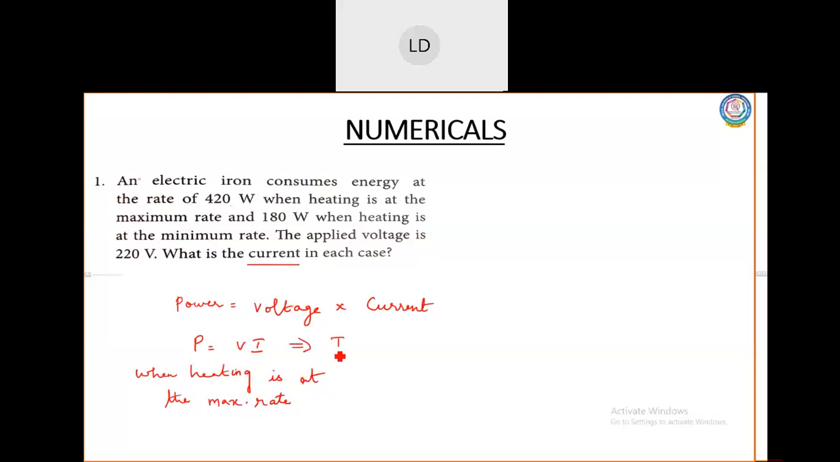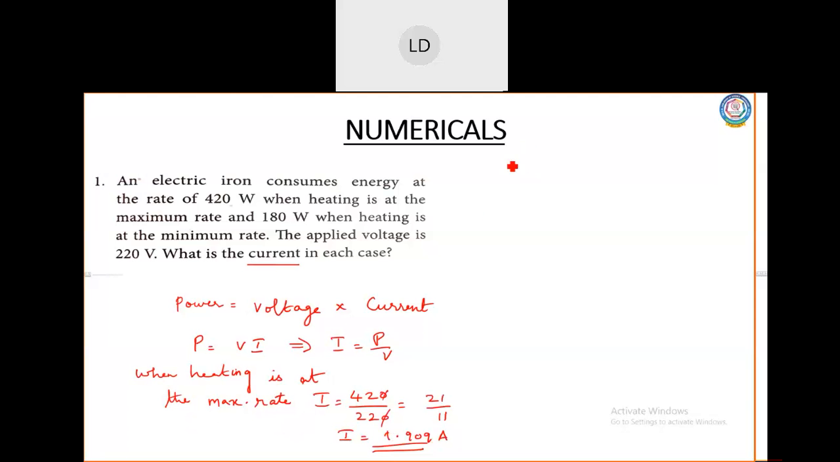So I now becomes I is equal to P by V. I have the values, so current will be I. What is the maximum rate power? They have given 420 watt. So it is 420 divided by the voltage, which is 220. So 0 gets cancelled, and you divide 21 by 11. When I simplify, I have the value of current to be 1.909 ampere. So this is the current when heating is done at the maximum rate.